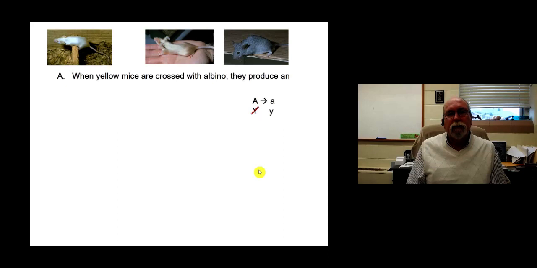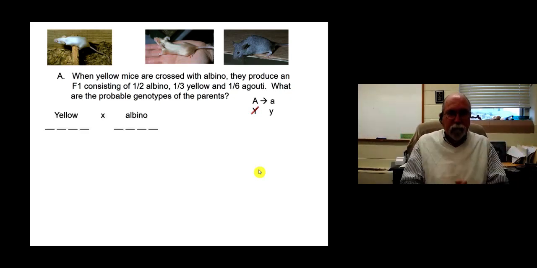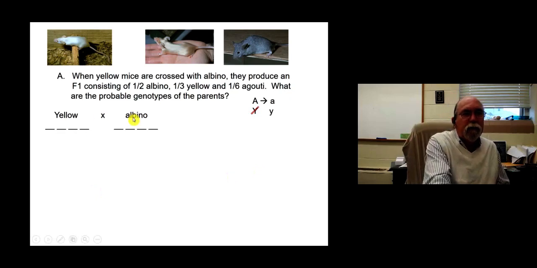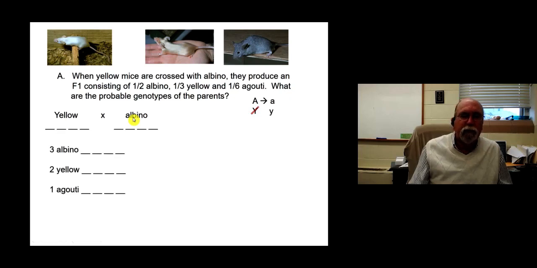When yellow mice are crossed with albino, they produce an F1 consisting of 1/2 albino, 1/3 yellow, and 1/6 Goodie. If that's true, what are the probable genotypes of these yellow mice times a Goodie? So always write down the given. I'm crossing a yellow times an albino, and I'm going to need 4 alleles because I've got epistasis, 2 loci. And this is what I'm producing, a 3-to-2-to-1 ratio. So let's think about that.